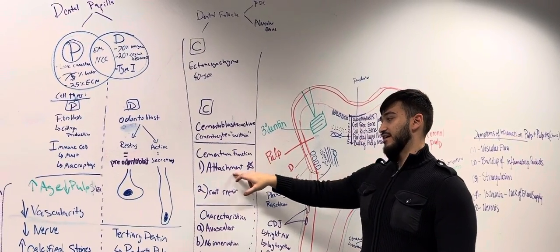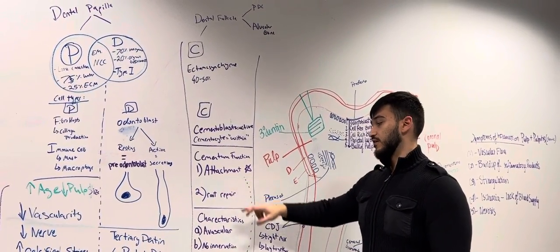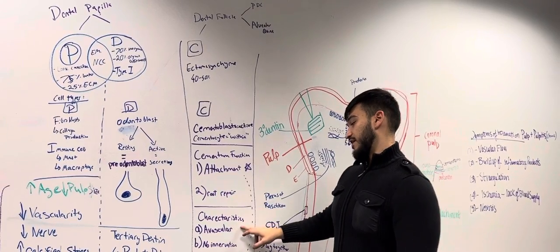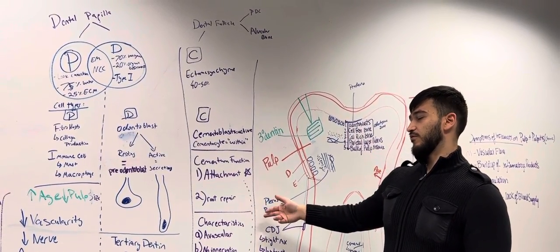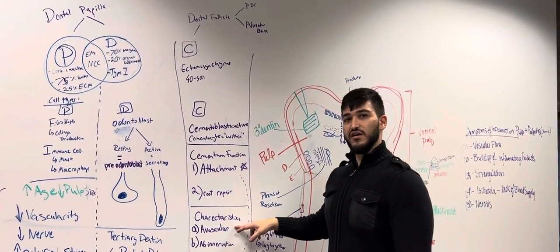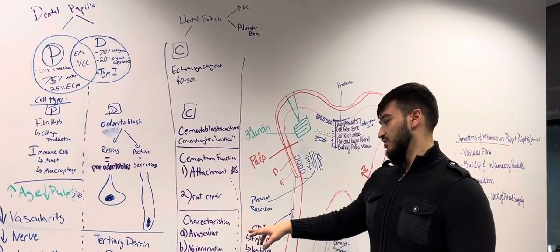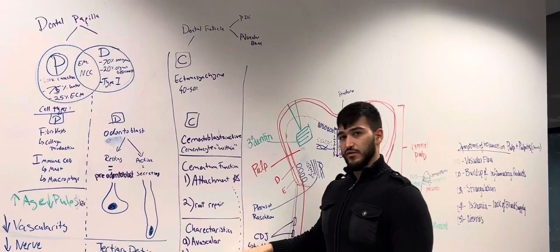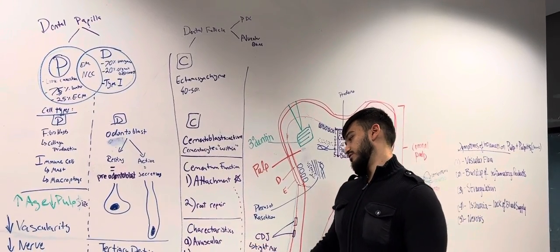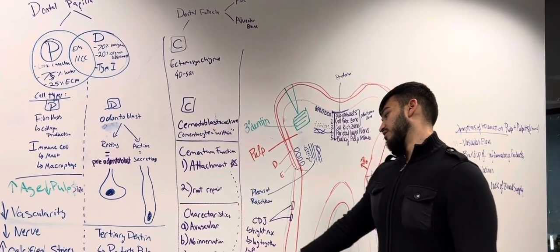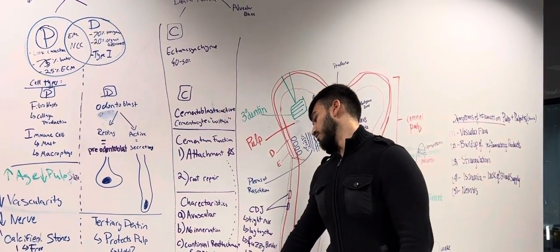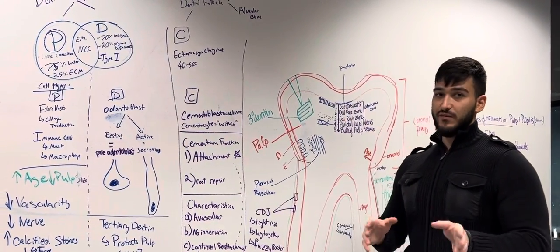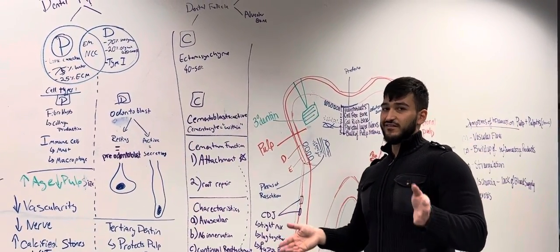But we gotta remember that attachment comes up a lot for cementum. Characteristics: avascular, mineralized, similar to bone. It's the most similar to bone. No innervation, continual reattachment of PDL fibers, and then highly responsive. And again, like bone, type 1 collagen. It seems like type 1 collagen is the main type of collagen, so if you had to guess, type 1 collagen.